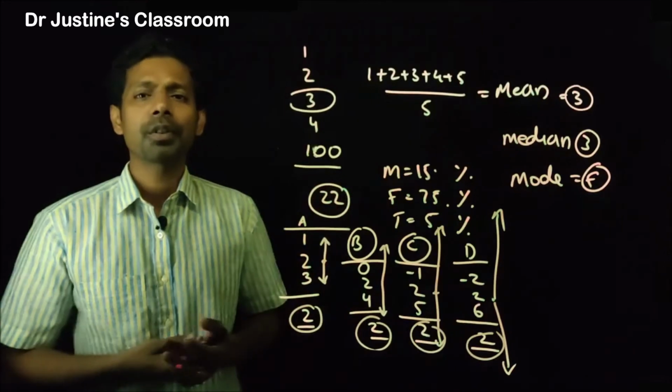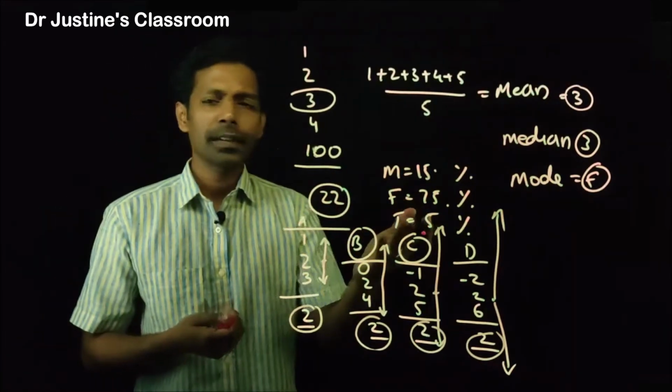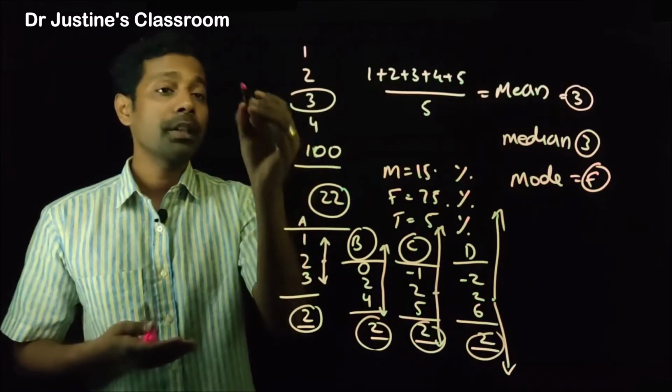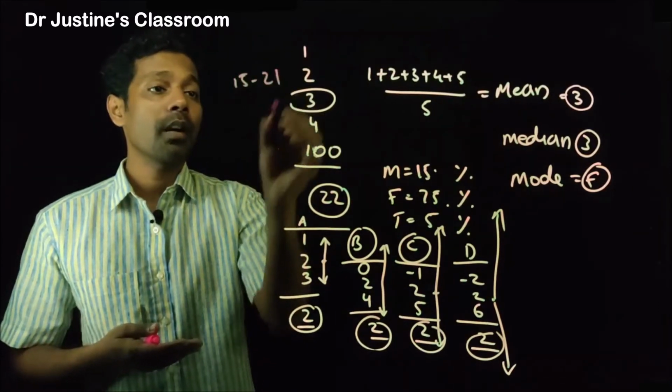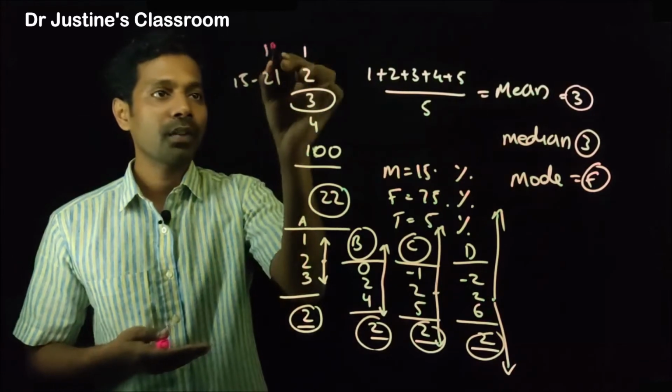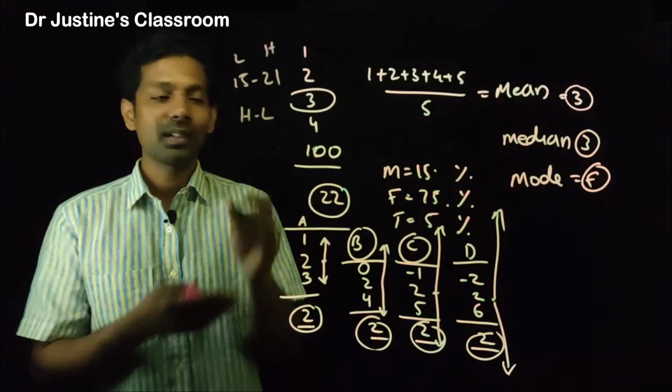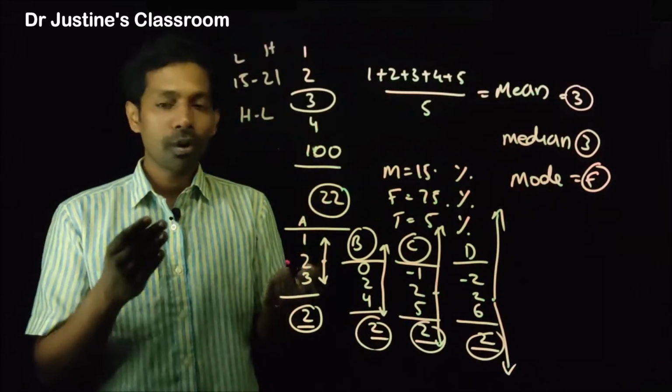What is a common measure of dispersion that we use? Generally, as we say, the age of the sample is ranging from 15 to 21 years. So this is the highest score, this is the lowest score. So H minus L. This is the range. Another one is quartile deviation.